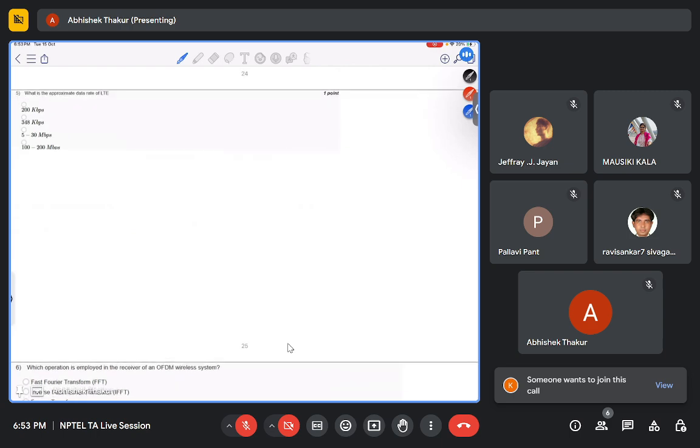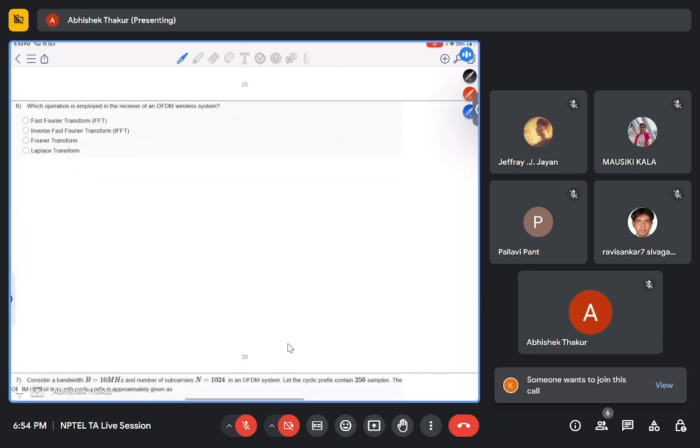Next question: what is the approximate data rate of LTE? This is 100 to 200 megabits per second, so option D is the correct answer. Now, which operation is employed in the receiver of the OFDM wireless system? In the receiver, the fast Fourier transform or the discrete Fourier transform is applied. So option A is correct. This is applied at the receiver, and the inverse fast Fourier transform is applied at the transmitter end.